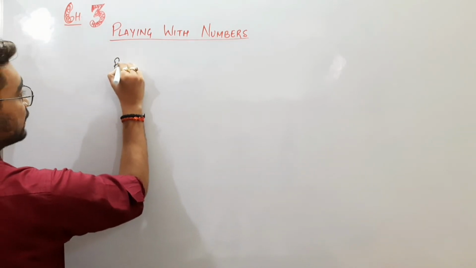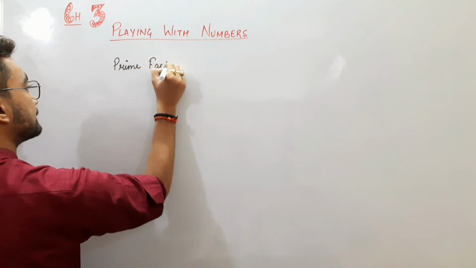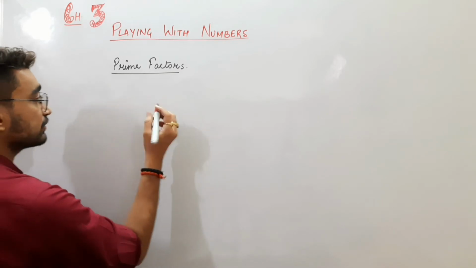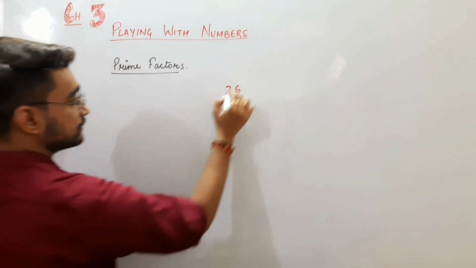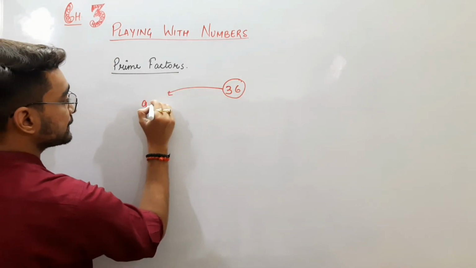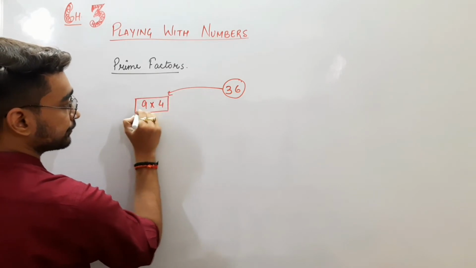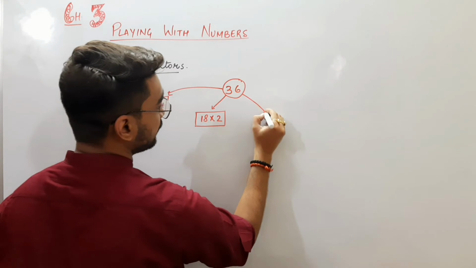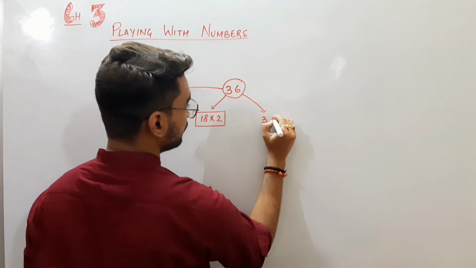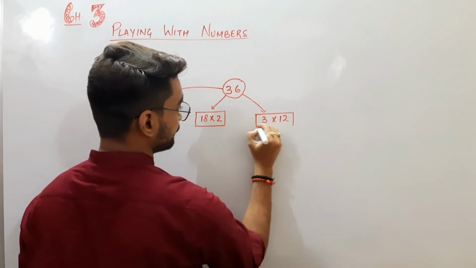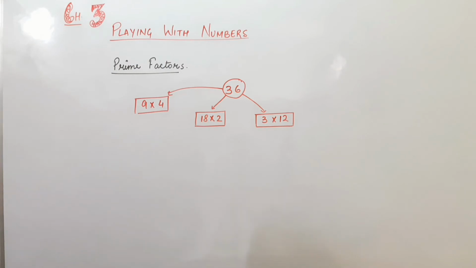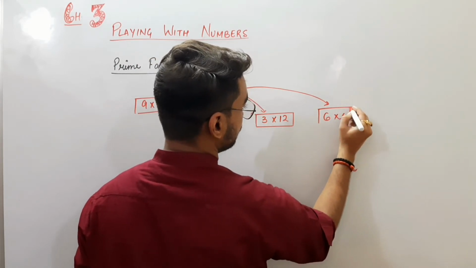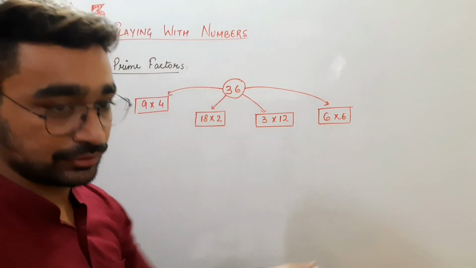Now the next topic is prime factors, or prime factorization. What are prime factors? I am asking you to write the factors of 36. See, 36 can be written as 9 4s are 36. 36 can be written as 18 2s are 36. It can be written as 12 3s are 36. And one more, it can be written as 6 into 6, 36. Then again it can be written as 1 into 36.